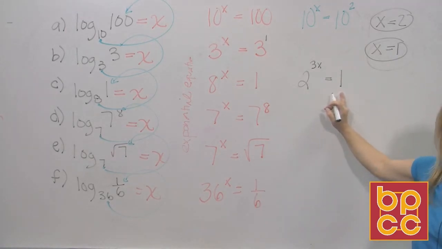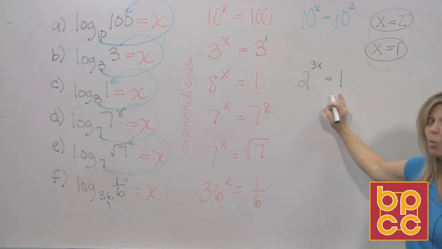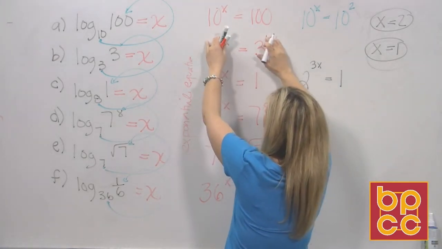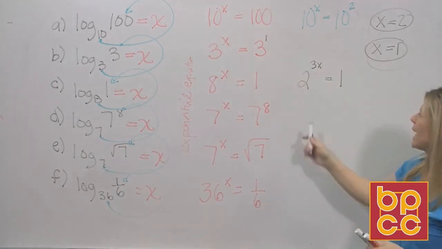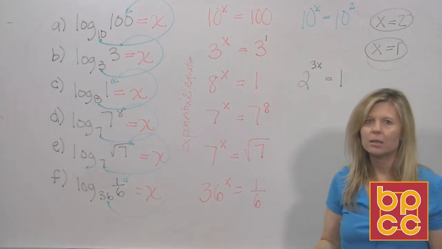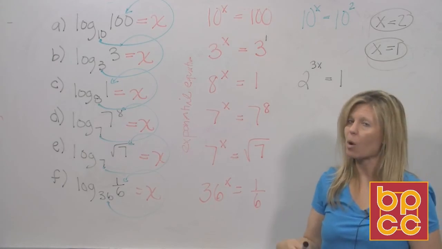Now, we got the base on the left side reduced. Can we do anything at the right side? No, 1 can't be reduced. It's in lowest terms. So now we got a problem. The rule is you're supposed to have the bases the same, because if the bases are equal, then the exponents are equal. We can't get the bases to be the same here. There's no way. But that's okay. This is one of these things where you just got to know off the top of your head.